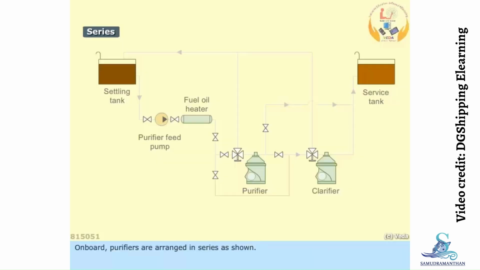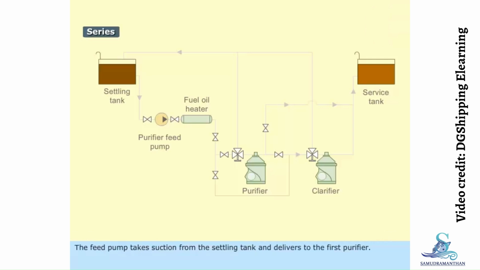Topic 3: Arrangement of centrifuges. On board, purifiers are arranged in series as shown. The feed pump takes suction from the settling tank and delivers to the first purifier. This purifier removes water and solids in suspension. The purified oil is passed to the second machine, the clarifier, to remove the finer solids remaining in the fuel.